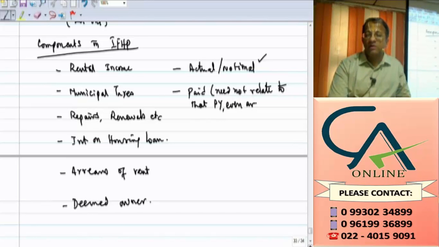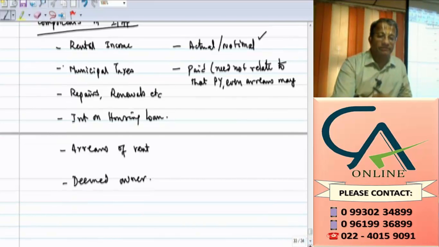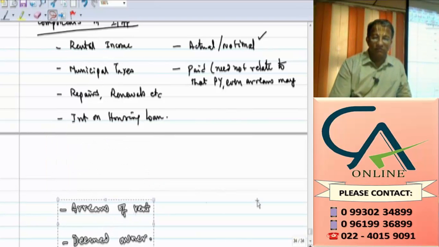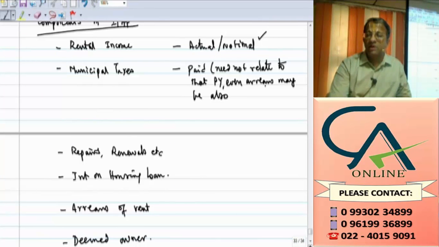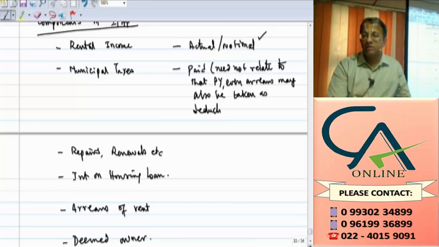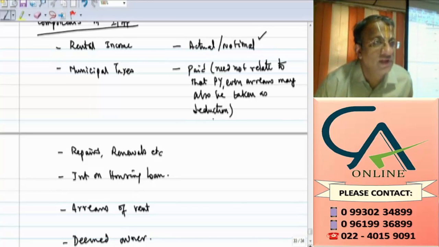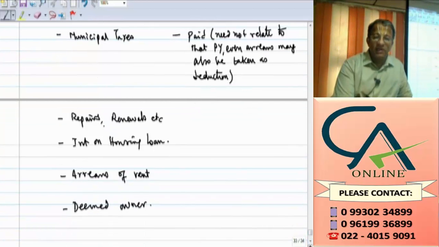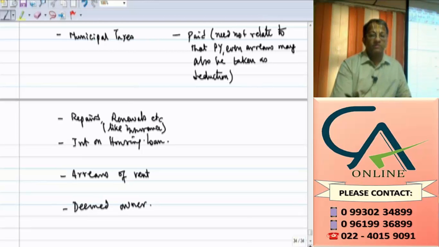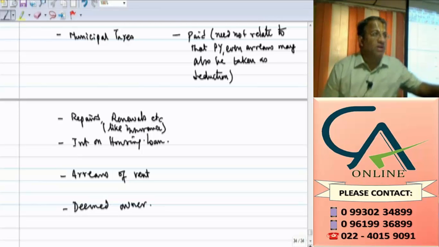Even arrears may be taken. What is that? Arrears may be taken. Even arrears may also be taken. Are you all understanding? Repairs and renewals, etc., means things like insurance, etc. That is what we will be taking up. Are you clear about the concept?